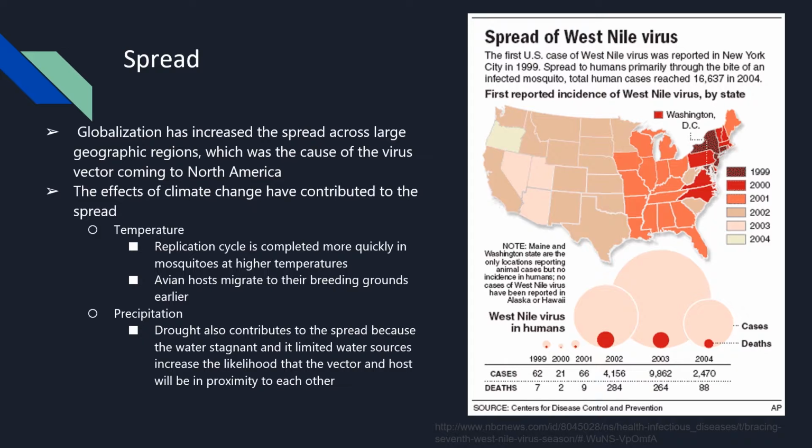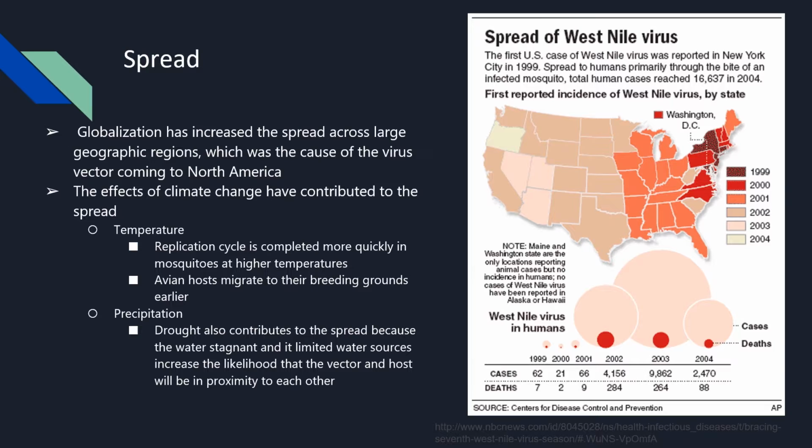The spread in the U.S. is mainly due to the effects of climate change. The increase in temperatures and more warm months has led to more infections because mosquitoes are not being killed off and their habitats are being expanded. The higher temperatures allow for the replication cycle to be completed more quickly. The expansion of warmer months also brings birds to their breeding grounds earlier.